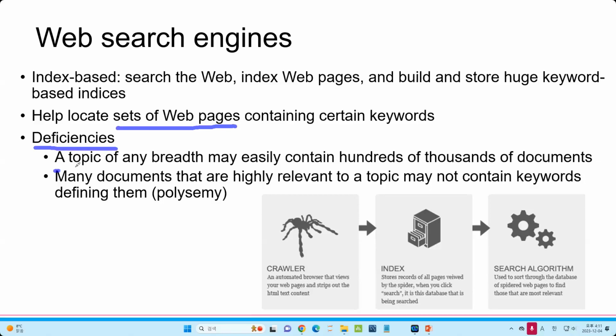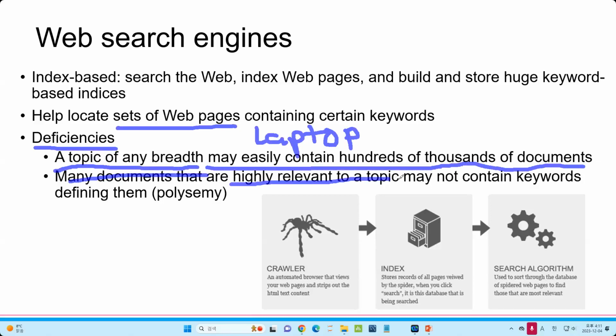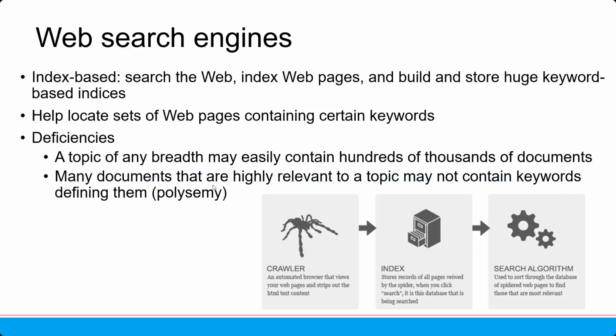The deficiency is that a topic of any breadth may easily contain hundreds of thousands of documents. So when I search laptop, you can see there are so many documents providing the word laptop. And many documents that are highly relevant to a topic may not contain the keywords defining them. What does it mean? Polysemy, you know? Poly means many. Semi means similar words, okay? Or sometimes we call it synonym. So there are many similar words or many synonyms. If you have this kind of polysemy, it will be very, very difficult to check.